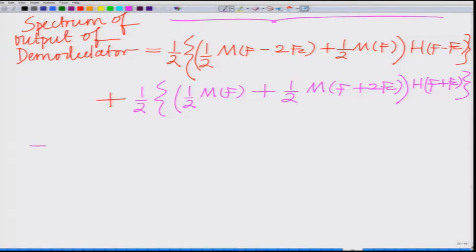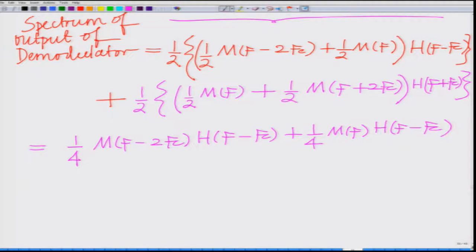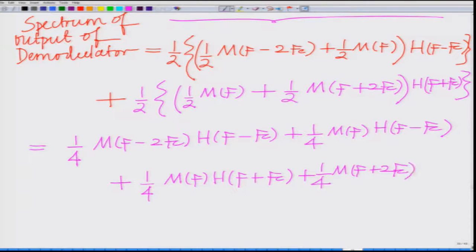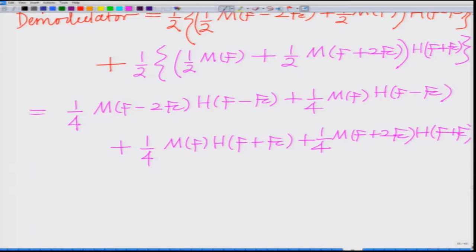Now let us write this term by term. So this is 1 by 4 Mf minus 2fc into Hf minus fc, plus 1 by 4 Mf into Hf minus fc, plus 1 by 4 Mf into Hf plus fc, plus 1 by 4 Mf plus 2fc into Hf plus fc. These are the four terms that you get from the expansion of the output of the demodulator. We are talking about the spectrum Rf.